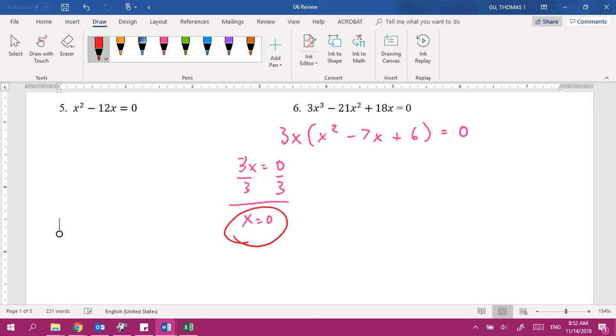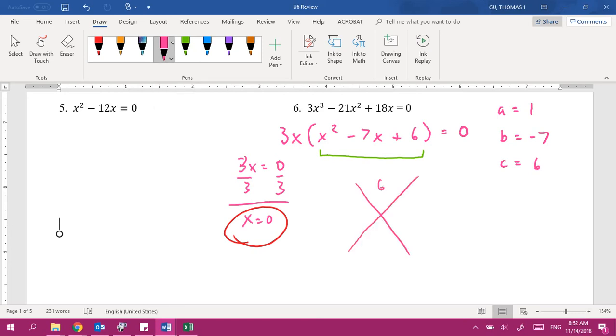But now I have to factor this inside expression right here. There's no greatest common factor between those because we already took out the greatest common factor. So now we're going to label our A, B, C. What is A? 1. What's B? And C? 6, right. Okay, so now we're going to fill out the x box. What goes in the top spot? 6, because it's A times C. What goes in the bottom spot? Negative 7. So what 2 numbers multiply to give you 6, but add to give negative 7? That's right, negative 6 and negative 1.